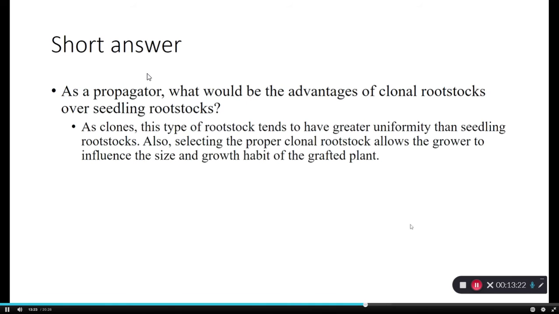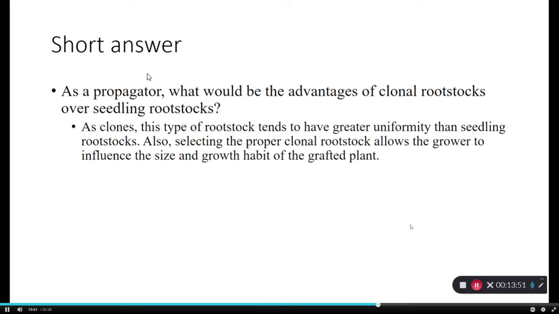Next short answer. As a propagator, what would be the advantage of clonal rootstocks over seedling rootstocks? Here, go back to our discussion of the principles of grafting and budding, whereby the grower needs to make a decision about seedling rootstocks or clonal rootstocks. And we made some comparisons between the two.